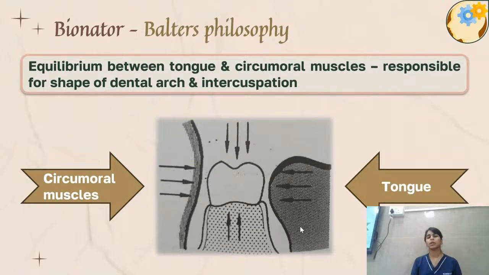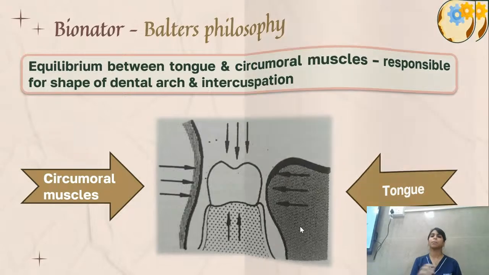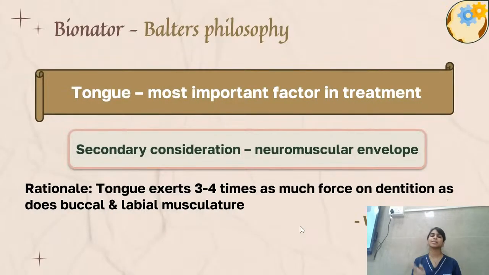According to Bolter, there is an equilibrium between tongue and circumoral muscles, and that is what is responsible for the shape of dental arch and intercuspation. But Bolter thought that tongue is actually the most important part in treatment. According to him, the neuromuscular envelope should be given secondary consideration because it is the tongue that exerts 3 to 4 times as much force on dentition as does buccal and labial musculature, which was said by Winders in 1958.